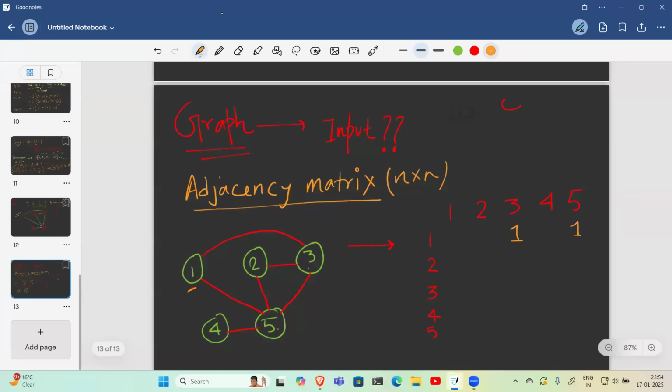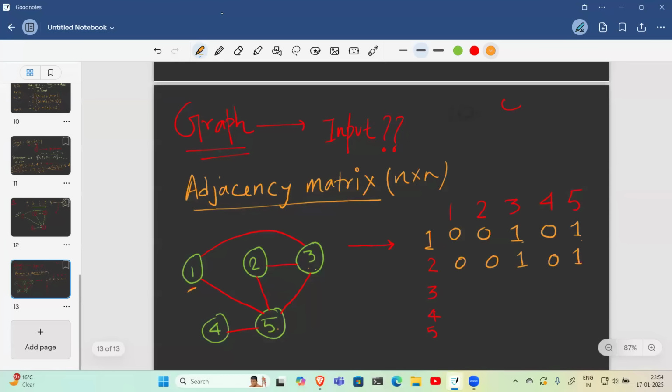So basically at the first row, you look at all the neighbors of 1. So here are the neighbors. At 3 and 5, you mark a 1 because 3 and 5 are the neighbors of 1. And for all other things, you mark a 0. Now look at 2. What are the neighbors of 2? There are 2 neighbors of 2, 3 and 5. So you mark 3 and 5 as 1 and keep the rest all as 0.